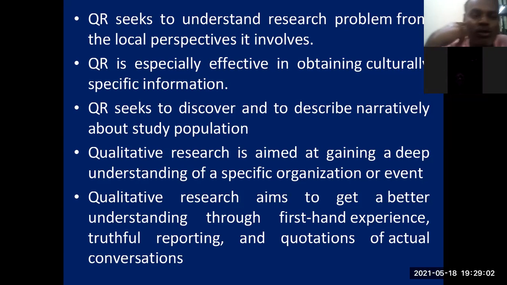So qualitative research seeks to discover and describe narratively the study populations. If you want to use descriptive research, then qualitative is one of the effective methods to describe narratively your study populations. So it aims at gaining a deeper understanding of specific organizations or events. If you want to study a particular event with in-depth information, this is the effective methodology.